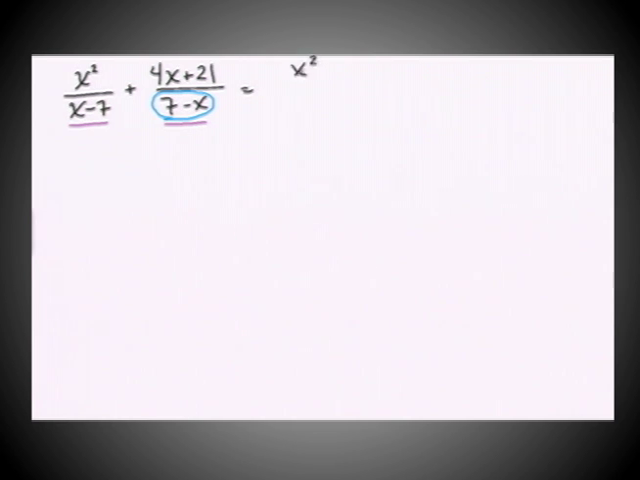So we have x squared over x minus 7 plus 4x plus 21 over, this will be negative x plus 7. All right, so now that everything's in standard form, we can move on to the second step, which is to identify the rational expression that has a negative leading term. So that would be this second denominator right here, because you're leading with a negative coefficient there.